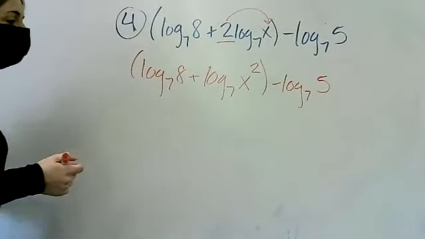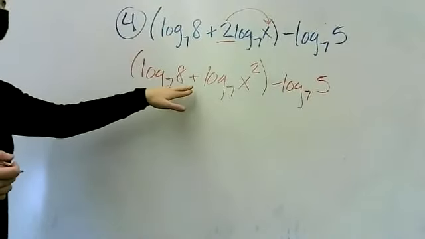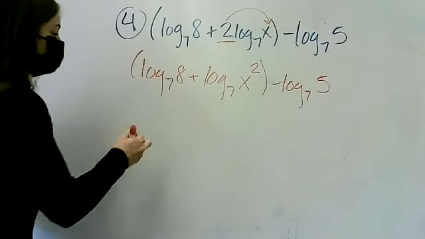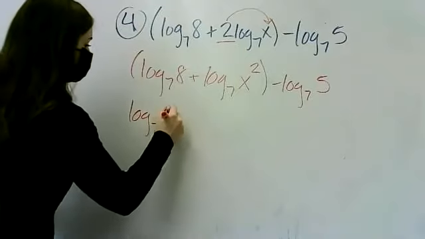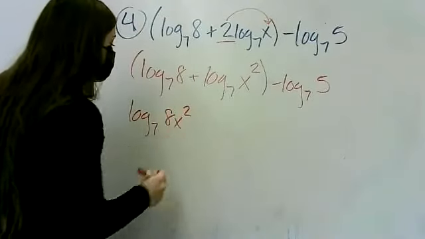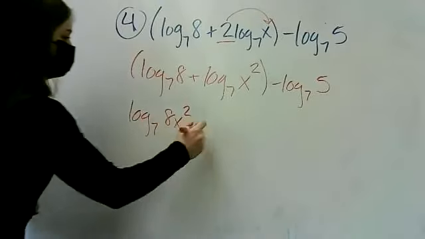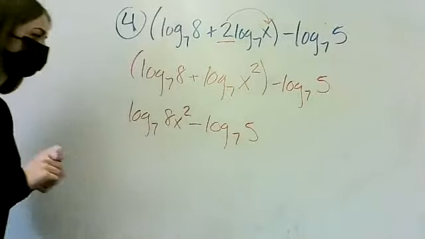So now, let's do parentheses first, right? In this parentheses, I have my addition. Addition turns into multiplication. Good. What specifically am I going to multiply? 8 and x. Very good. Leaving me with log base 7 of 8x squared. Questions? Sweet, and this is still subtracting log base 7 of 5.